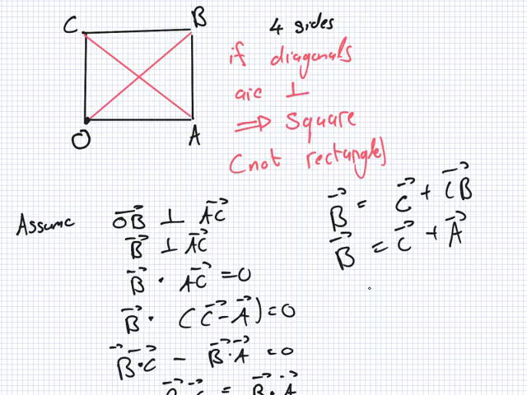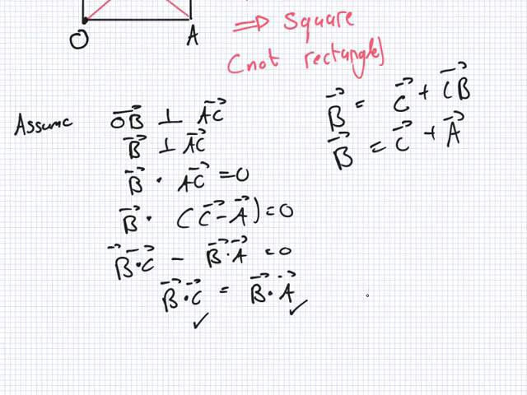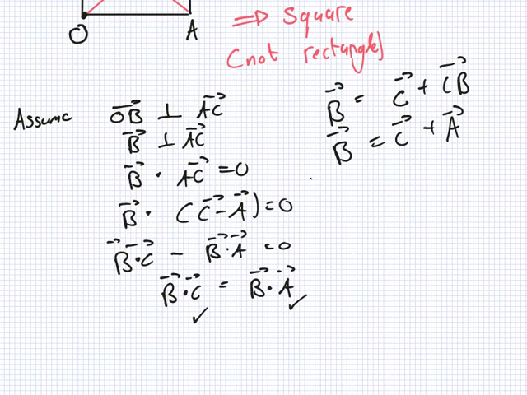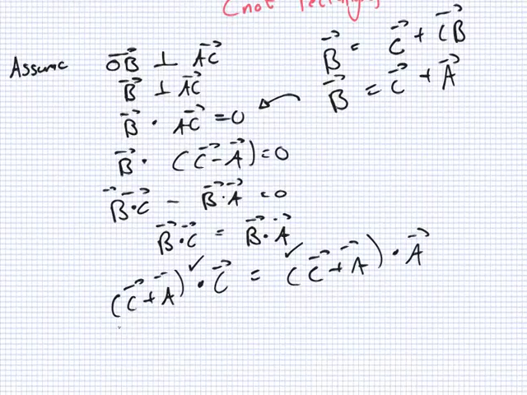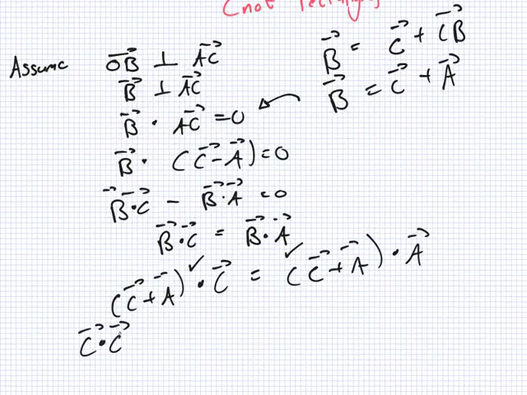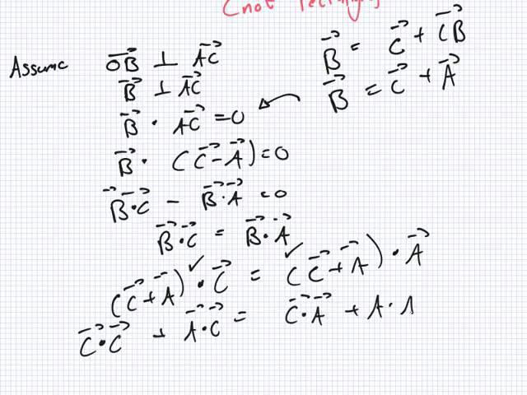That's better. Now I can finish with my A and my C. Oh, I could have put that in there, doesn't matter. Oh well. So that's C plus A dot C equals C plus A dot A. C dot C plus A dot C equals C dot A plus A dot A. Nice.